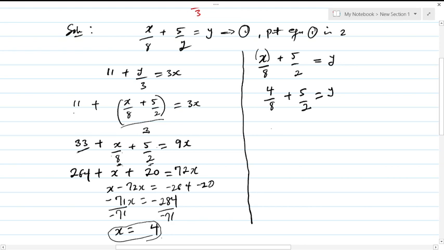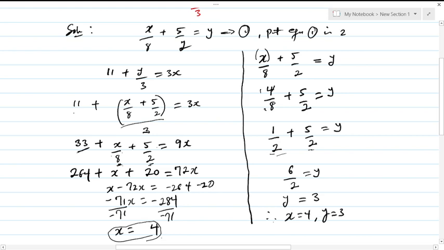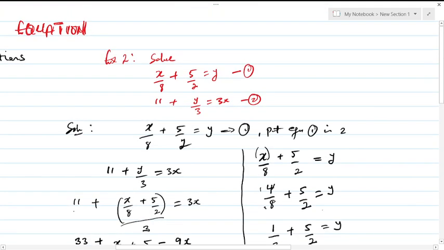So 4 over 8, that is 1 over 2, right? That is 4 in 4, 1, 4 in 8, 2, plus 5 over 2. So the denominators are the same, so we add up the numerators. That will be 1 plus 5, 6 over 2 equals y. So then our y equals 6 over 2, that is 3. So then we can say that our x equals 4 and y equals 3. So that gives us the solution of that example 2.